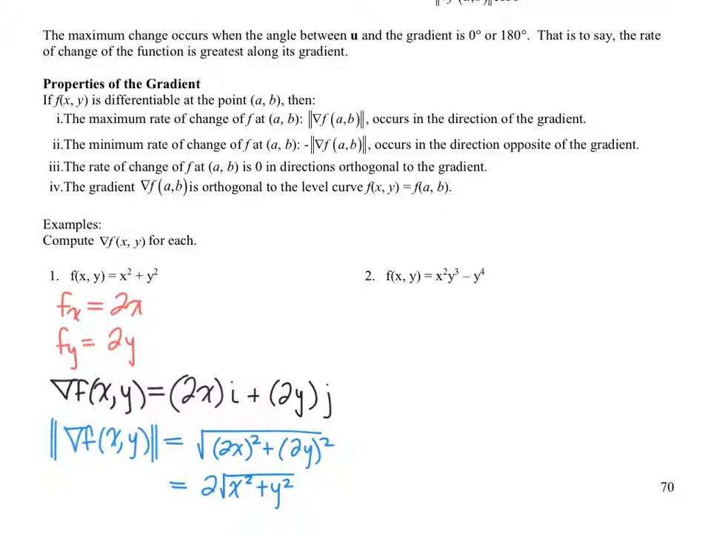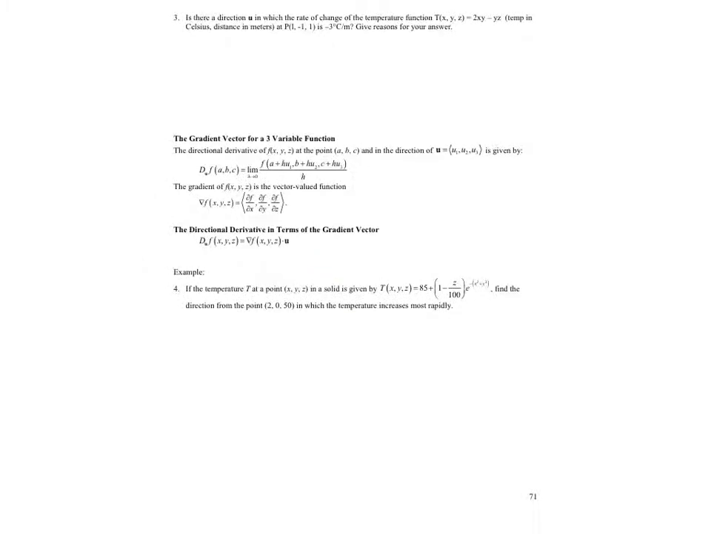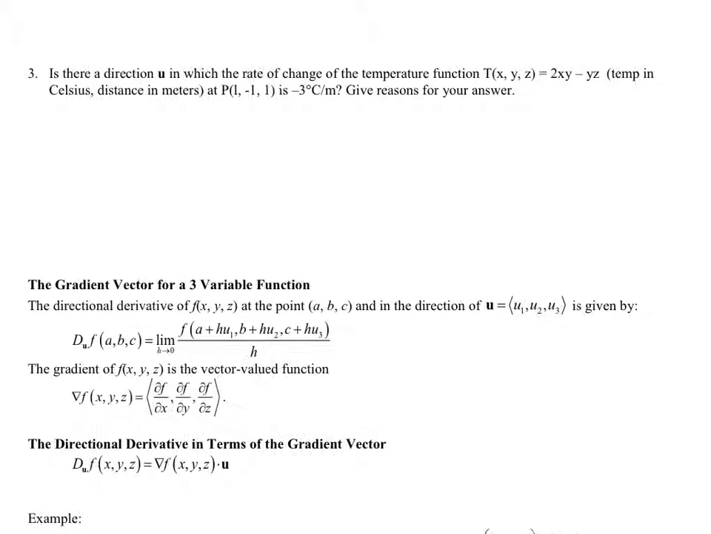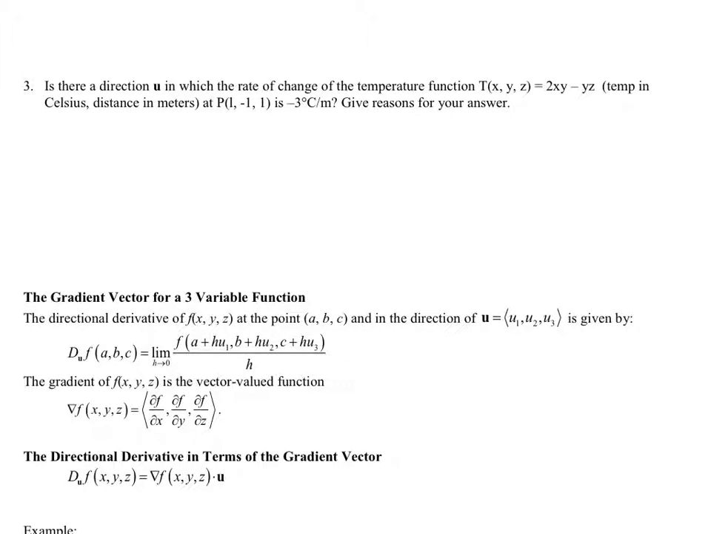The minimum rate of change occurs in the direction opposite of the gradient. And then you have some things related to orthogonality, but we'll get to that down the line. So, tackle a problem. Number 2 is pretty much the same thing. For number 3, it's saying, is there a direction u in which the rate of change of the temperature function, given at the point, is negative 3? And then give reasons for your answers.